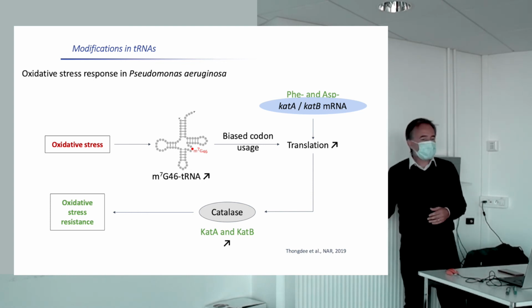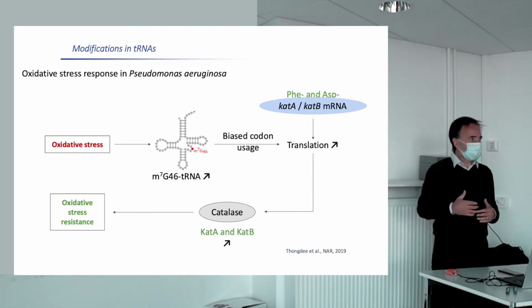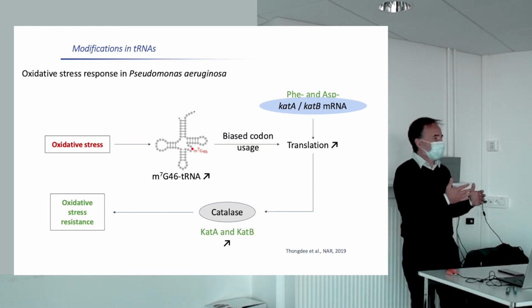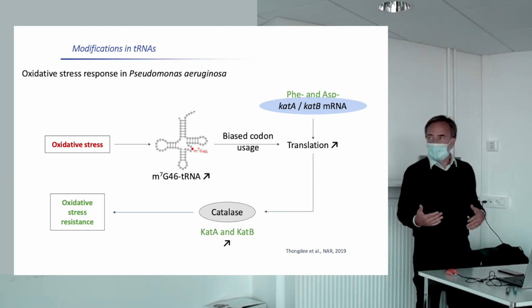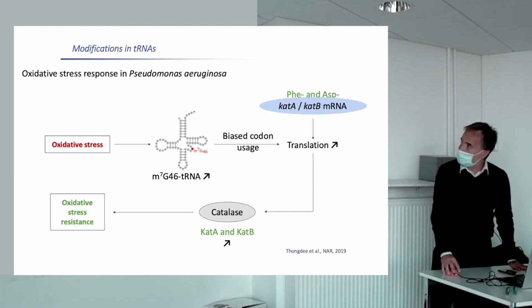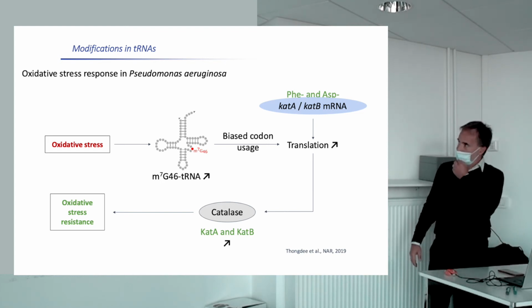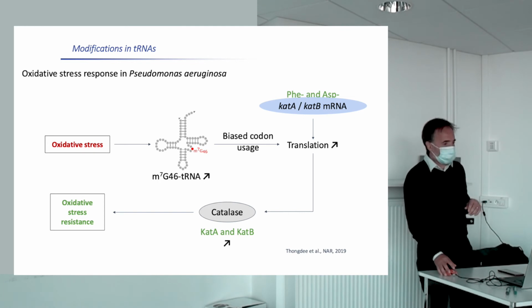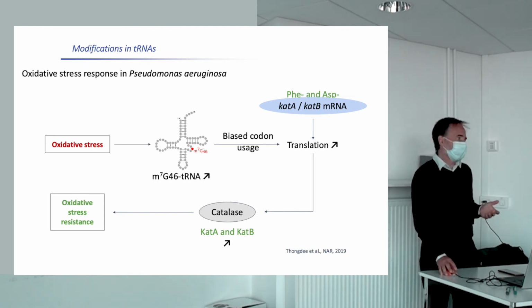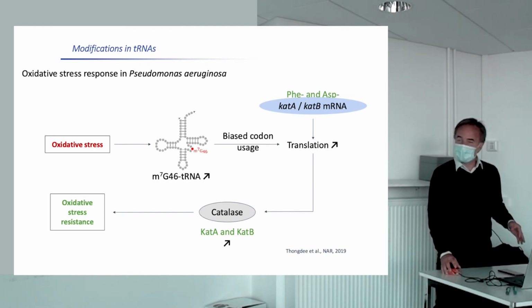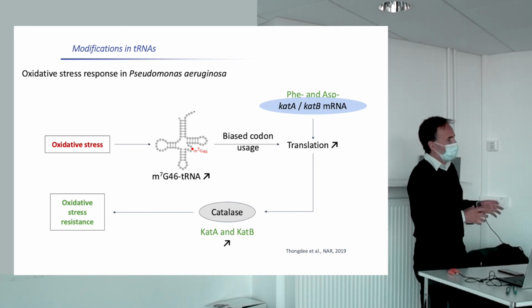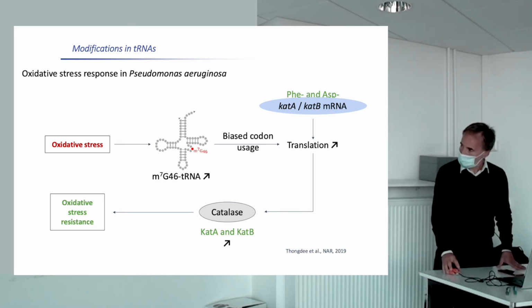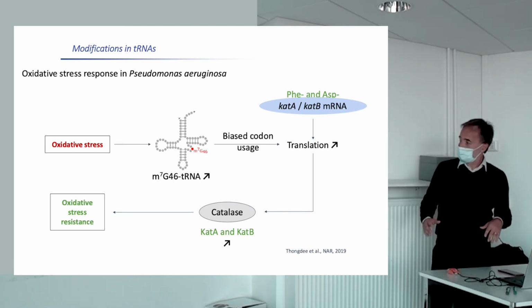But then, at the translational level, it is interesting to note that only a few messenger RNA will make use of this increased modification to be better translated. Those messenger RNA contain a lot of phenylalanine and aspartic acid codons. And those messenger RNA are for proteins that are catalases that can remove the reactive oxygen species from the cell.